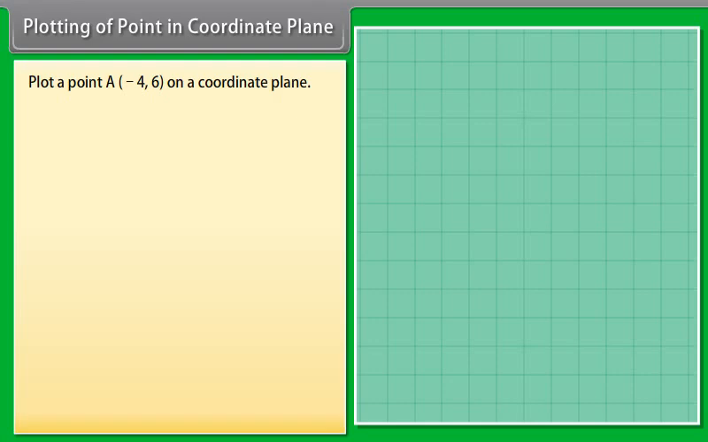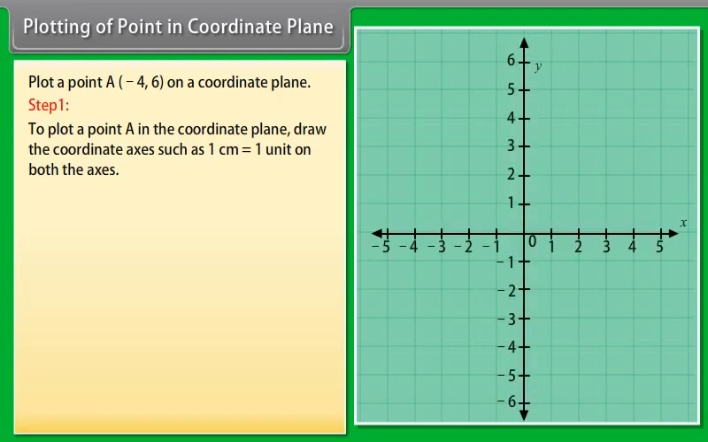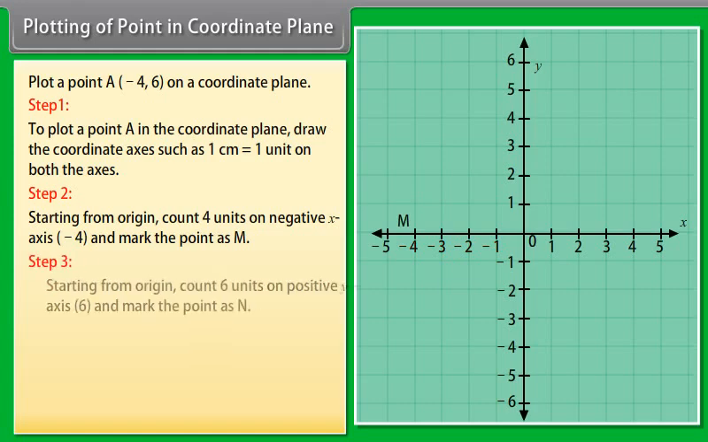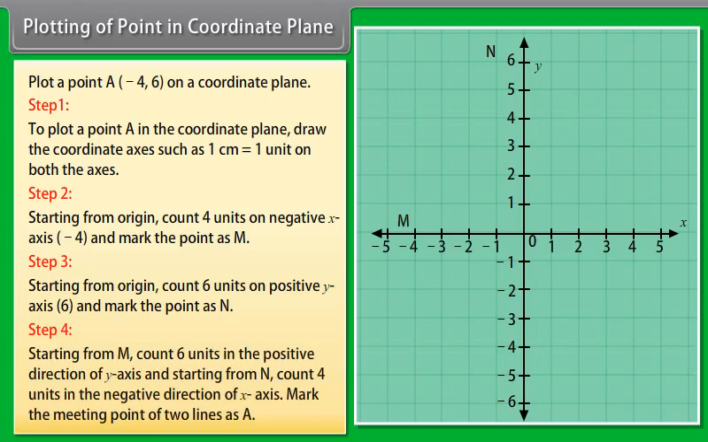Plotting of a point in the coordinate plane. Let us now learn to plot a point in the coordinate plane. Let us plot a point A (-4, 6) on a coordinate plane. Step 1. To plot a point A in the coordinate plane, draw the coordinate axes such that 1 cm is 1 unit on both the axes. Step 2. Starting from the origin, count 4 units on the negative x-axis, that is, minus 4, and mark the point as M. Step 3. Now starting from the origin, count 6 units on the positive y-axis, that is 6, and mark the point as N. Step 4. Starting from M, count 6 units in the positive direction of the y-axis, and starting from N, count 4 units in the negative direction of the x-axis. Mark the meeting point of the two lines as A.